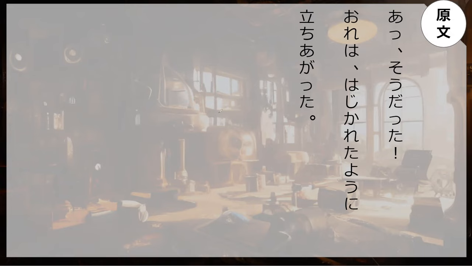Hajikareta. Ah, so datta. Ore wa hajikareta you ni tachi agatta. I stood up. He thinks to himself, ah, yes, that's right. So, ore wa, I, as if being flicked, stood up, tachi agatta. Literally, that is how I would mean it: as if I was flicked, I stood up. So yeah, that's basically perfect.